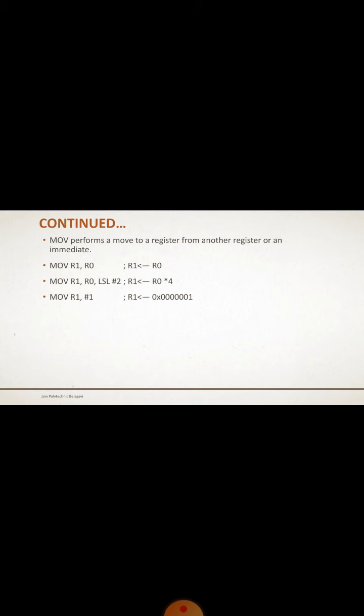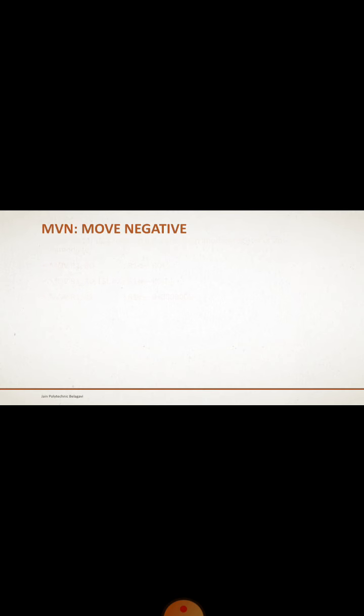And in the last, MOV R1, #1. Here, R1 is stored with value 1. The next instruction is MVN, that is move negative. It moves the NOT of a 32-bit value into a register, RD equals NOT n.